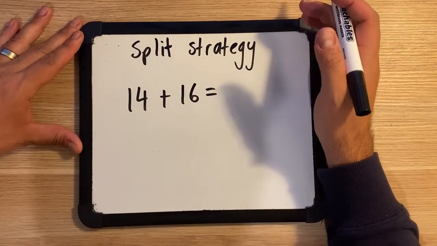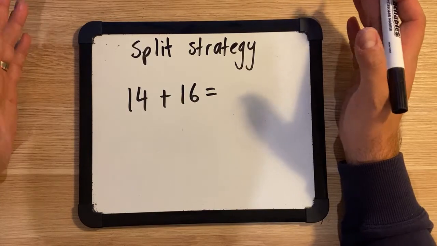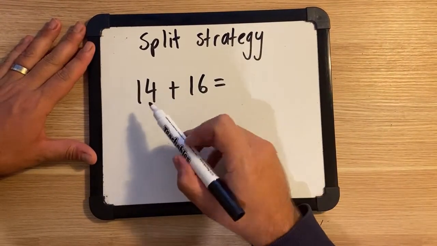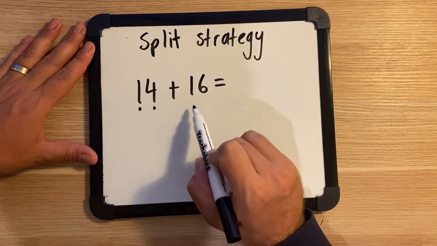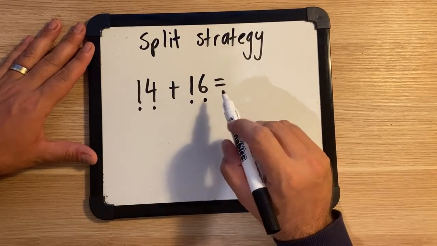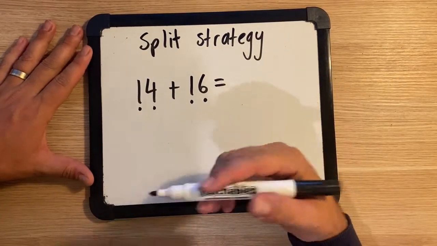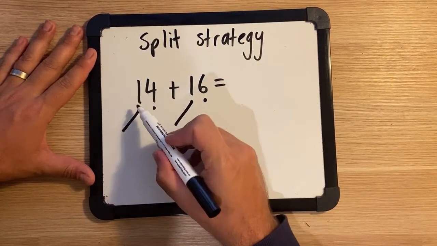And today we are going to look at breaking our numbers up into their place value so that we can put them back together again. I'll show you what this means. Now, in 14, we have 1 ten and 4 ones. In 16, we have 1 ten and 6 ones. So what we can do is join together our 10s and our 1s to make them easier to add up. So let's do that by drawing lines.